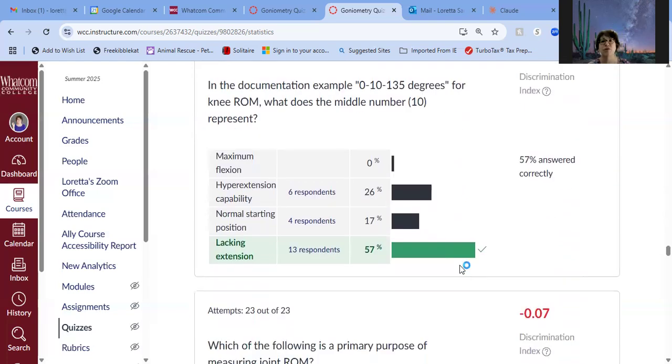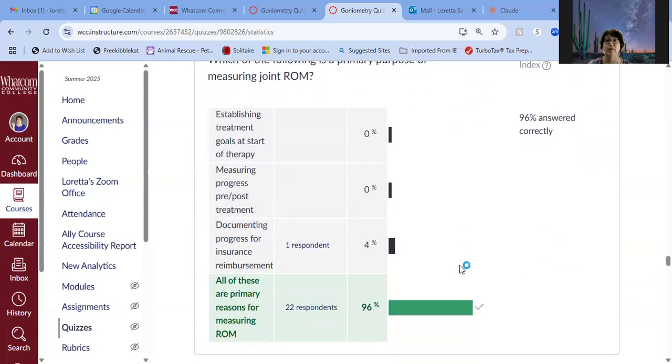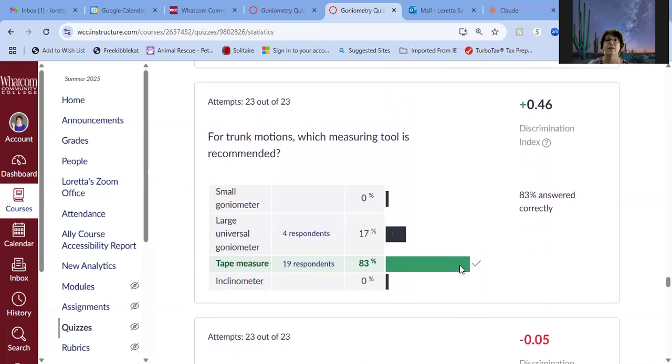This was one of the most difficult questions, and I find this particular thing about recording knee measurements completely annoying. If you say 0-10-135, 10 means that you're lacking that much in extension, and more than half of people got that, but it's a confusing way. I don't like the line method like this of recording knee range of motion because it's confusing, and this question highlights the fact that it's confusing. Everybody got that.